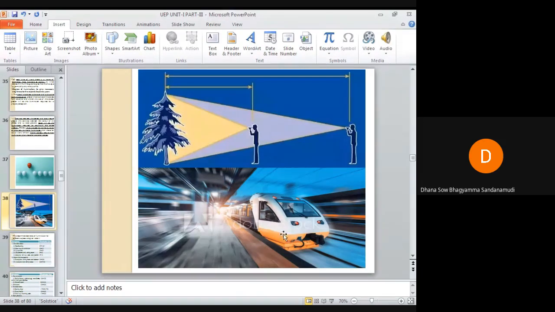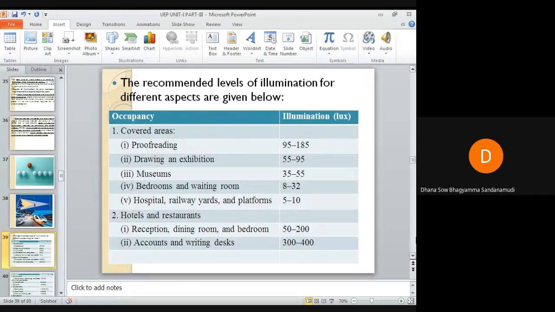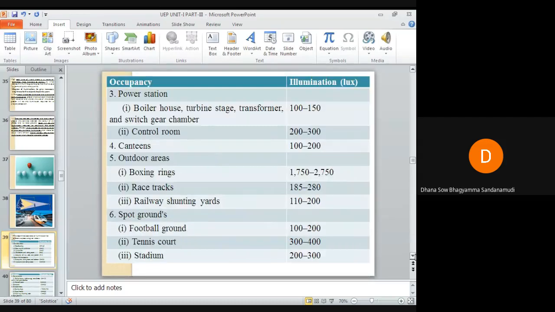So if you see a train moving here, if proper illumination is not there, I can't identify the compartments of this train. Of course, I can only see the lamps which are glowing in front of the train. So as the distance varies with respect to the object, and as the contrast between the object and the background varies, the degree of illumination required will also vary.